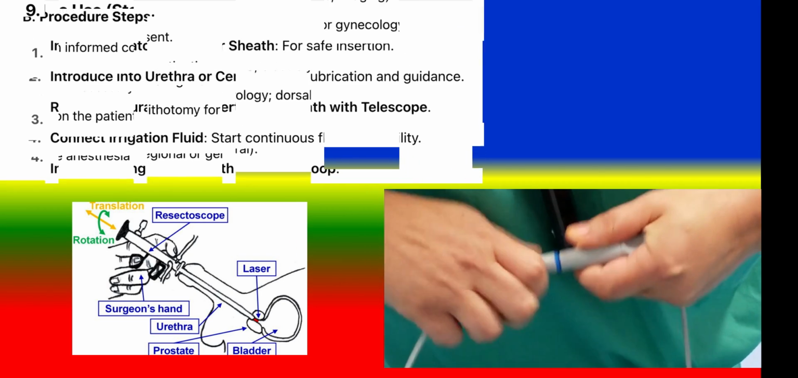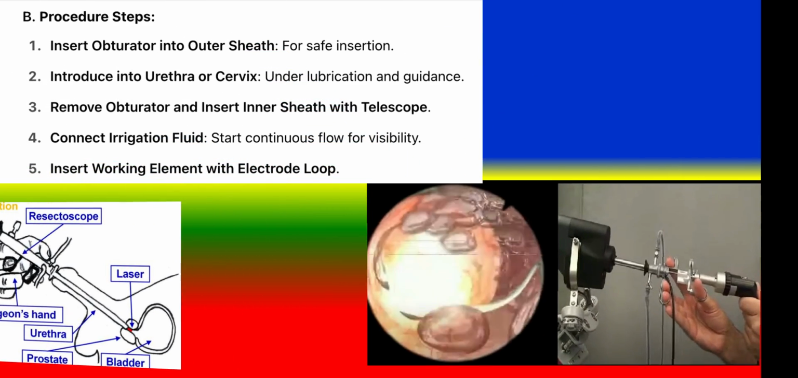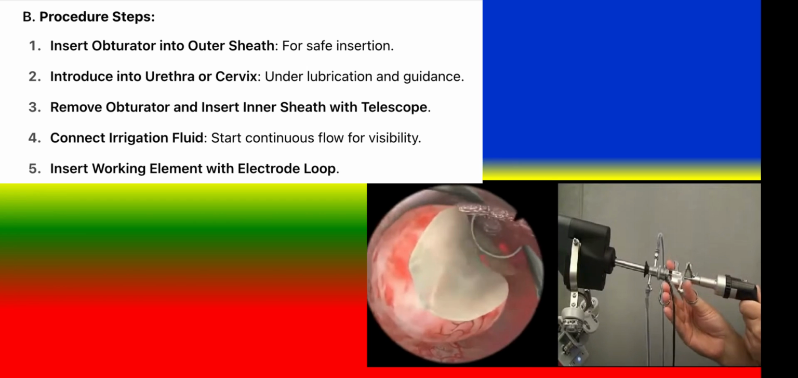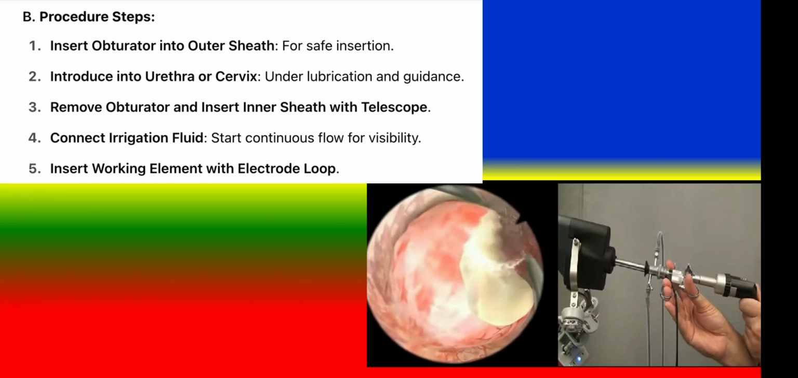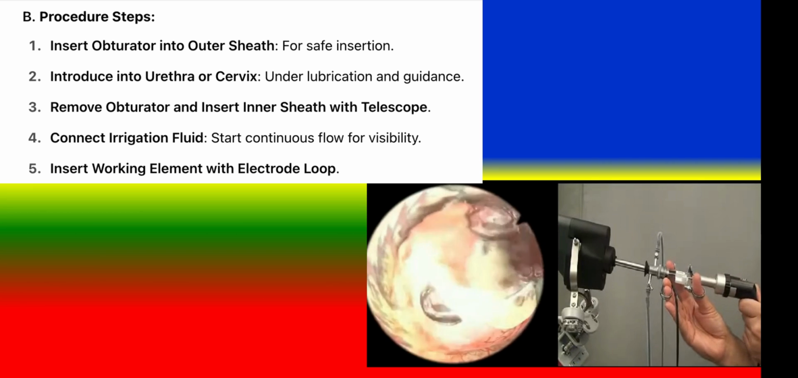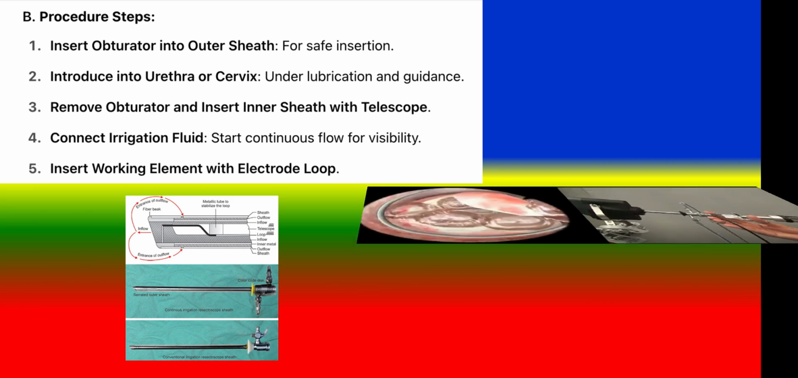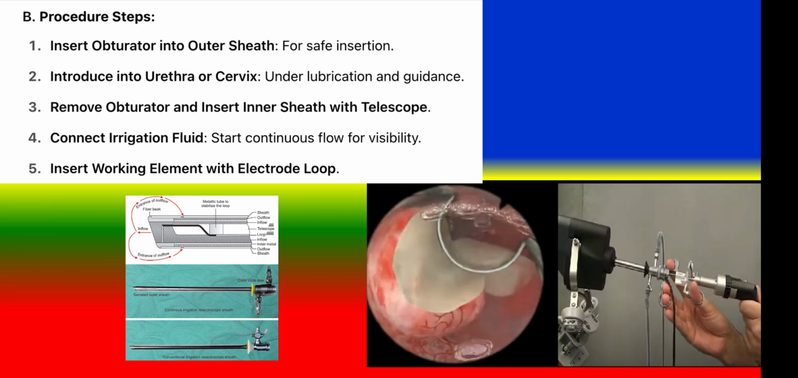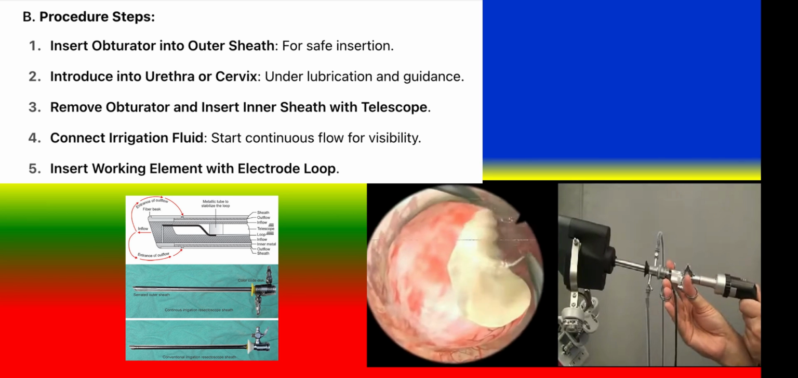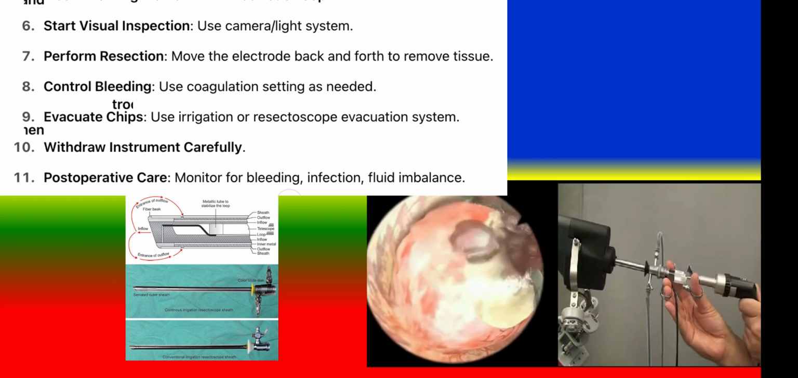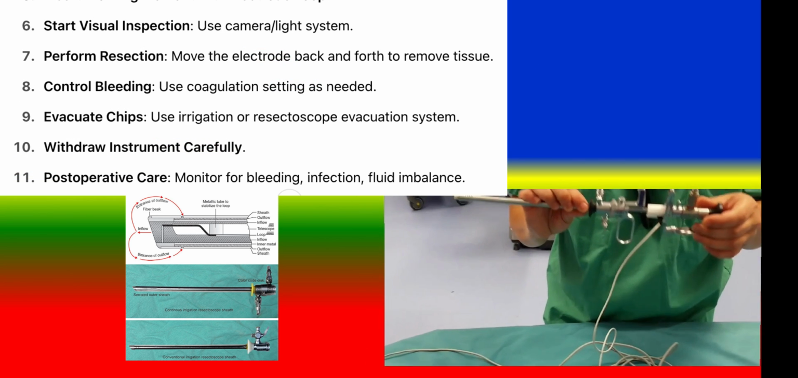B. Procedure steps. 1. Insert obturator into outer sheath for safe insertion. 2. Introduce into urethra or cervix, under lubrication and guidance. 3. Remove obturator and insert inner sheath with telescope. 4. Connect irrigation fluid, start continuous flow for visibility. 5. Insert working element with electrode loop. 6. Start visual inspection, use camera light system.